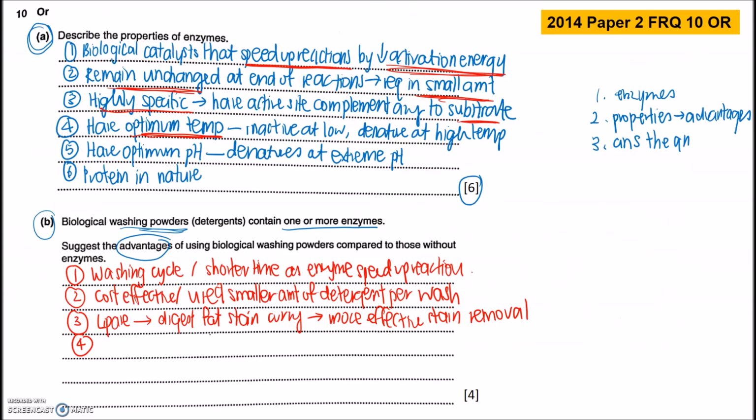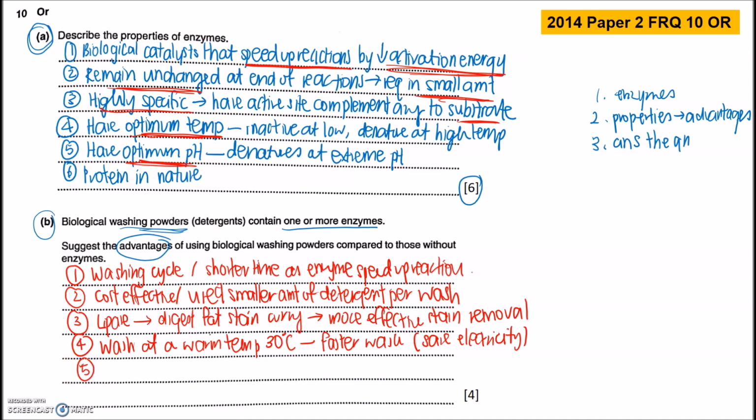So what we can write down as an advantage is that if we wash at a warm temperature, okay, so you can specify maybe 30 degrees Celsius, it enables a faster wash. And when I wash faster, I actually save electricity compared to letting the washing machine run for 2 hours. Same thing, optimum pH. How do we change pH?